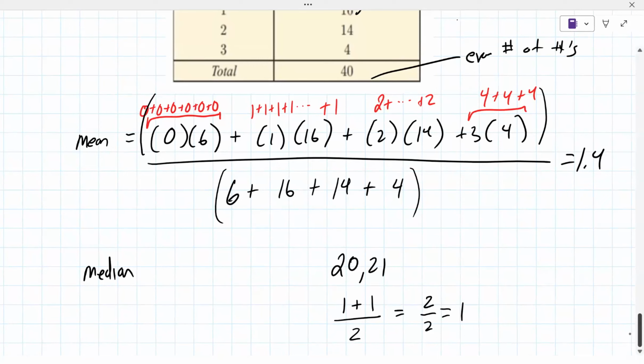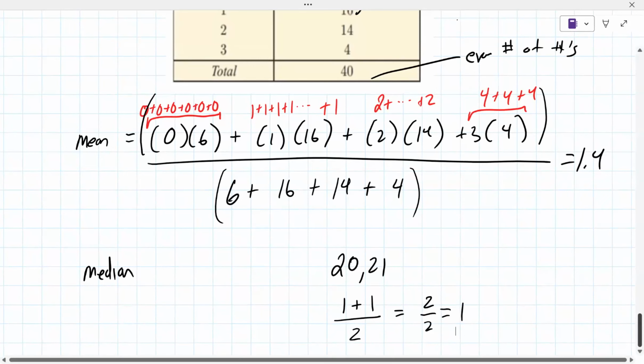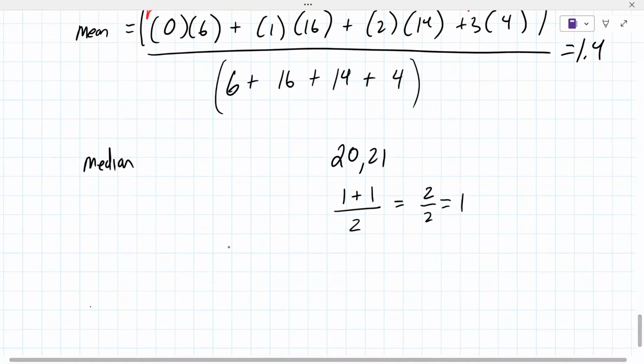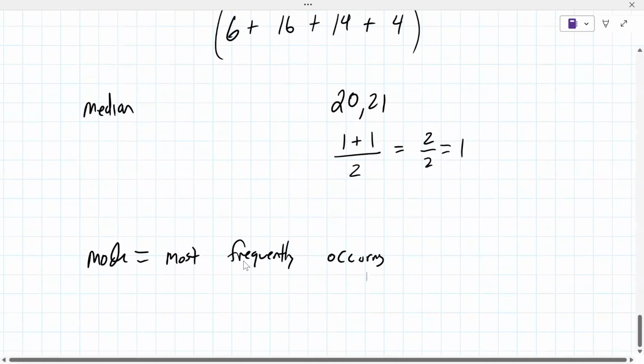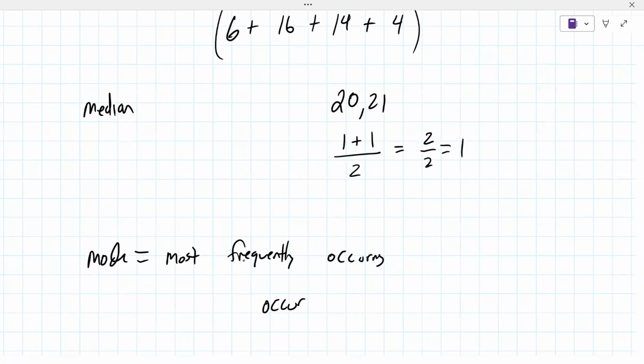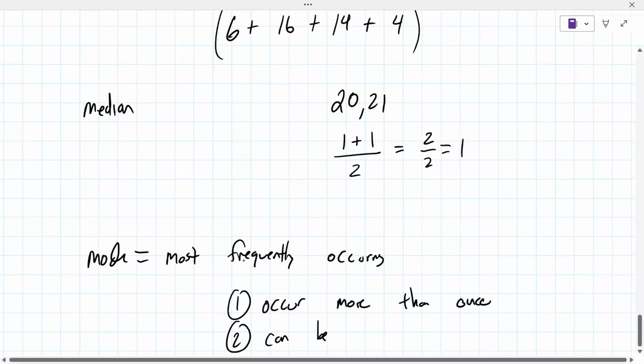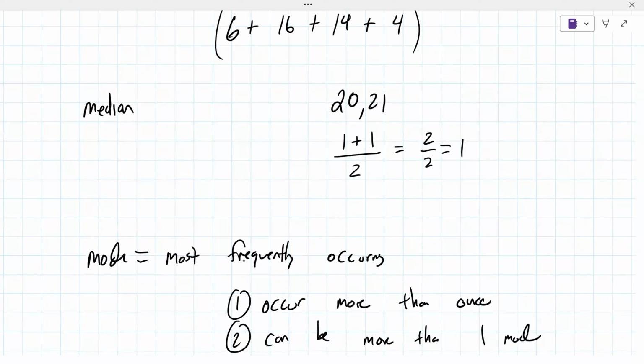So then we know the mean, we know the median. Now we need to know the mode. The mode is the most frequently occurring. So a couple of things about the mode. It has to be there. It has to occur more than once. That's thing one. Thing two is that there can be more than one mode. So I'll show you some of those examples here in a moment.